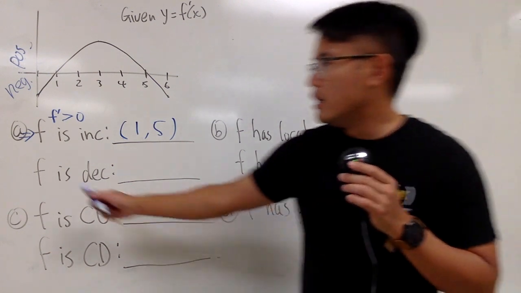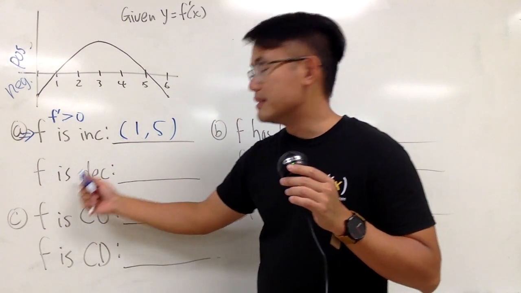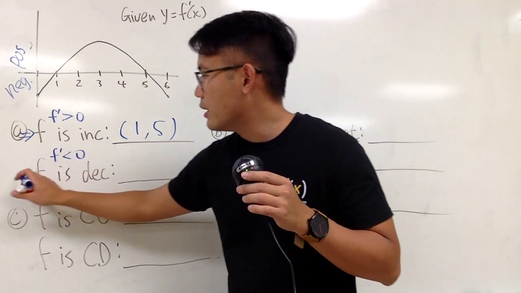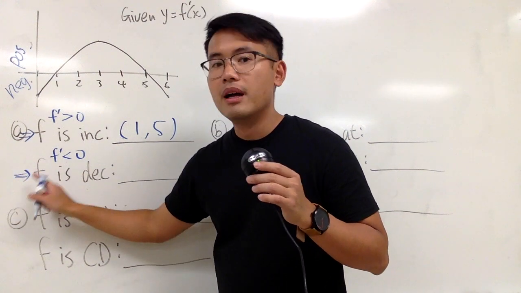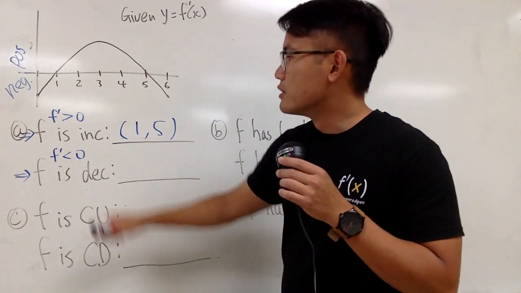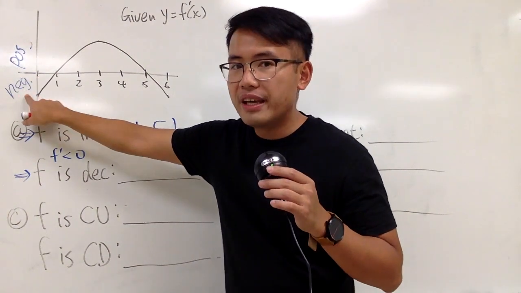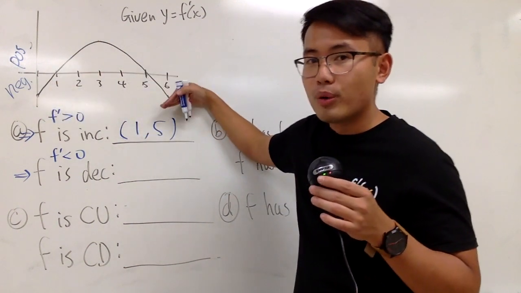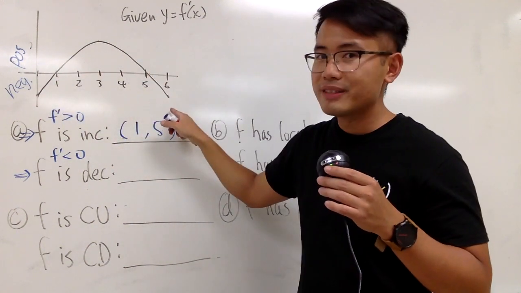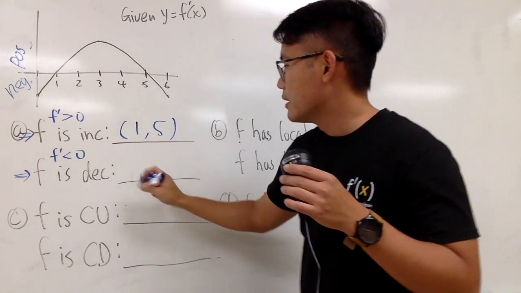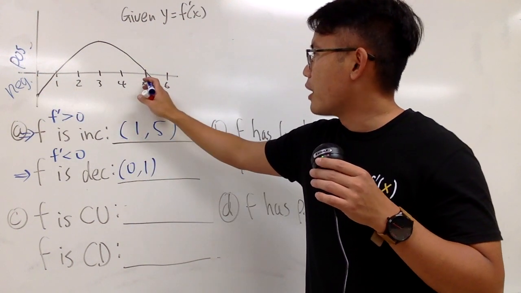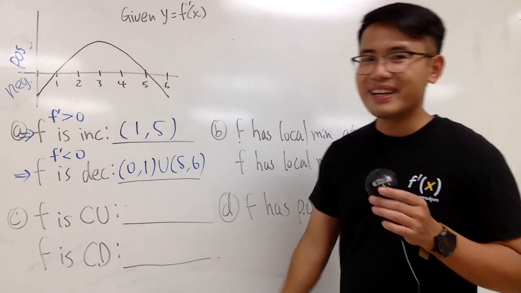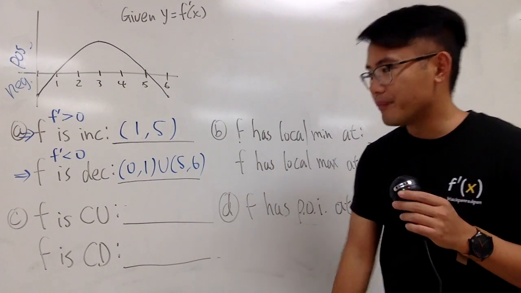All right, similarly, we're looking for the interval where f is decreasing. And in this case, we're looking for f prime less than 0, because this will imply that the original is decreasing. So I'm looking for a place that we have negative derivative, meaning anything that's below. So we have this part and that part. This part is from 0 to 1, and then the other part is from 5 to 6. So put on the union 5 to 6, and then we are done, right? So this right here is the deal.